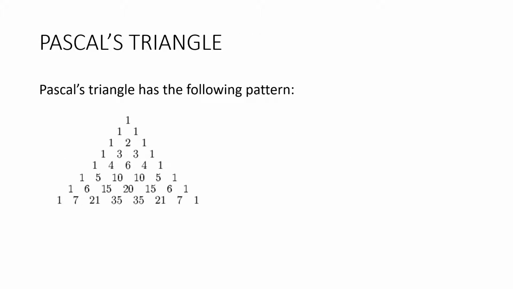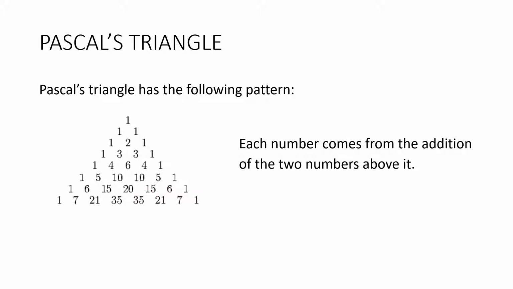Now we can have a look at Pascal's triangle, and this is going to help us with the coefficients. You may well have seen Pascal's triangle earlier in junior school, and it goes like this. So I start with 1 and then 1, 1, and then every number in it is the sum of the two above. So 1 plus 1 is 2, and here 1 plus 2 is 3, 2 plus 1 is 3, 3 plus 3 is 6, so all the way down here is 15 plus 6 is 21. So each number comes from the addition of the two numbers above it.